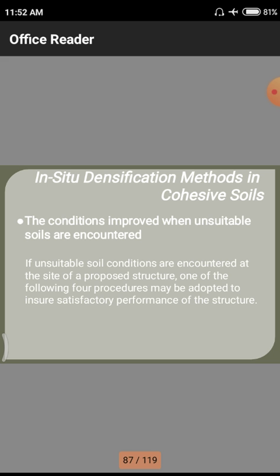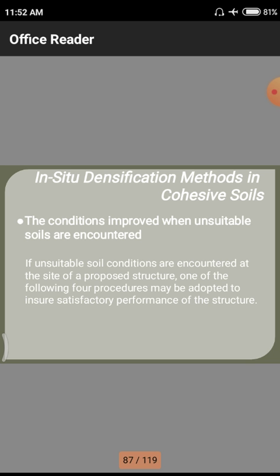The conditions improved when unsuitable soils are encountered. That means the methods are useful whenever unsuitable soils are encountered. That means whenever we observe on a particular field that those kinds of soils are not suitable for the construction purpose, we need to employ some extra features to the soil by adding or deleting some amount of materials lying in the soil. In some cases, we need to use these densification methods, whether physical densification, chemical densification, or mechanical densification, whatever it may be. We have to employ them on the particular soils.